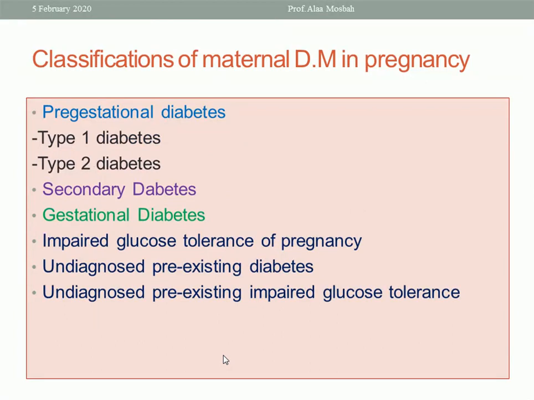What is the classification of maternal diabetes in pregnancy? We can classify them into pre-gestational diabetes, either type 1 or type 2, insulin-dependent or non-insulin-dependent type, secondary diabetes, gestational diabetes, impaired glucose tolerance of pregnancy, undiagnosed pre-existing diabetes, undiagnosed pre-existing impaired glucose tolerance.